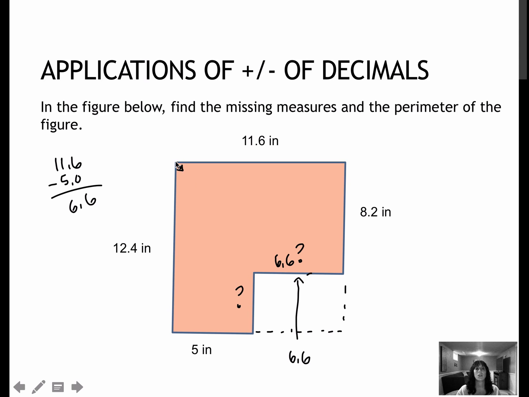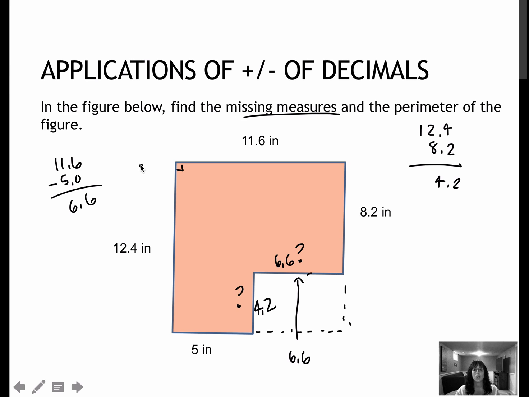Same thing's going to happen here. The entire side is 12.4. This whole side would have also been 12.4. So 8.2 taken away from 12.4 would give me whatever is left over, and that gives me 4.2. So that means from here to here, the distance is 4.2. So that's the missing measures, the two measures that I didn't have.